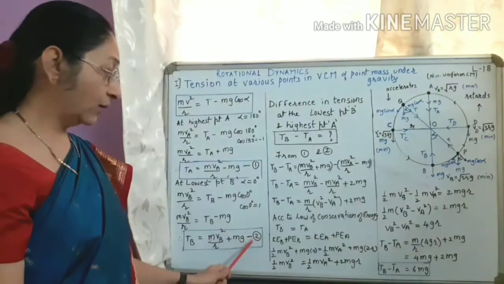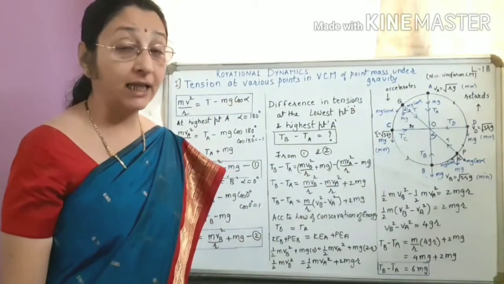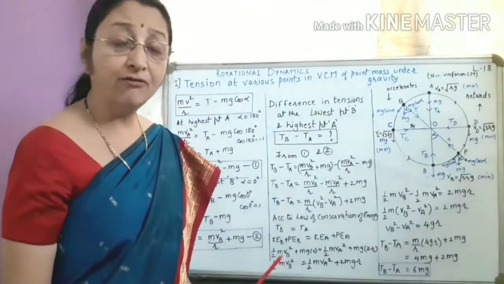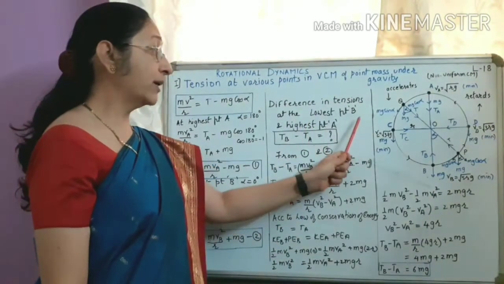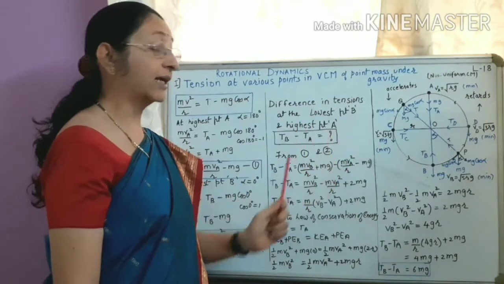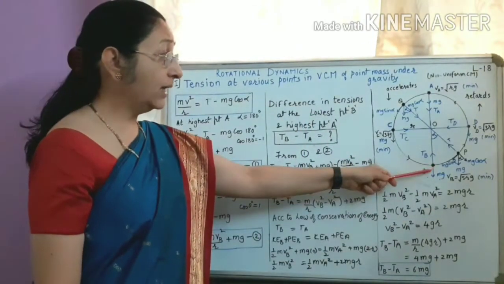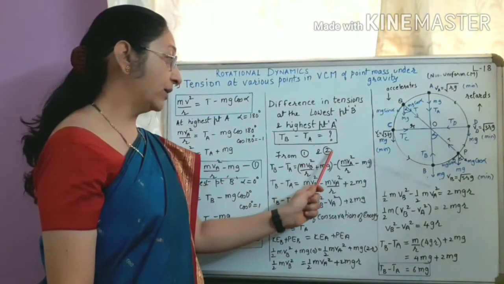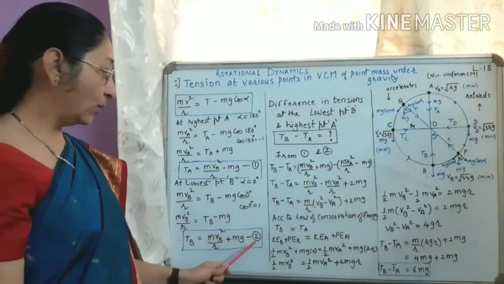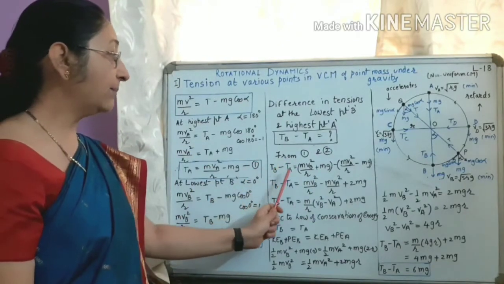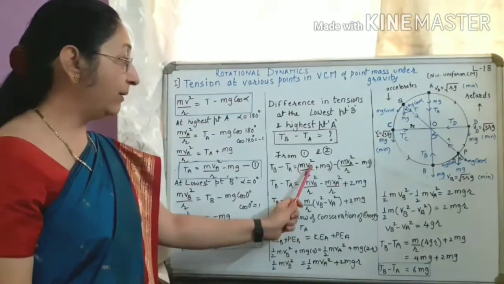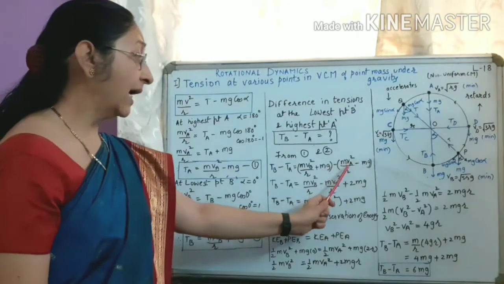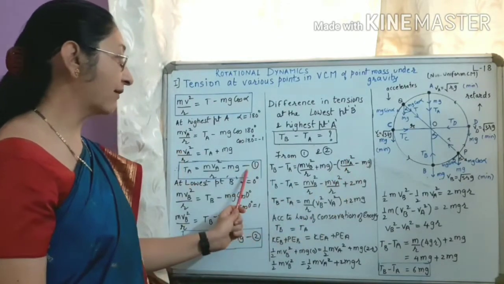So, in equation 1 and equation 2, we have found the tensions at the highest point A and the lowest point B. Now, we are going to find the difference in the tensions at the lowest point B and the highest point A. That is, we are going to find TB minus TA. Subtracting equation 1 from equation 2, we get TB minus TA is equal to mVB square upon R plus mg, minus mVA square upon R minus mg.